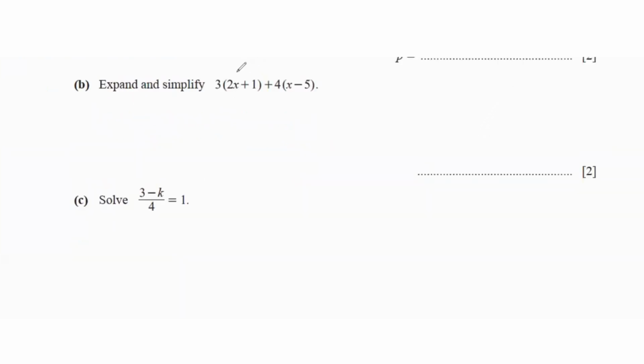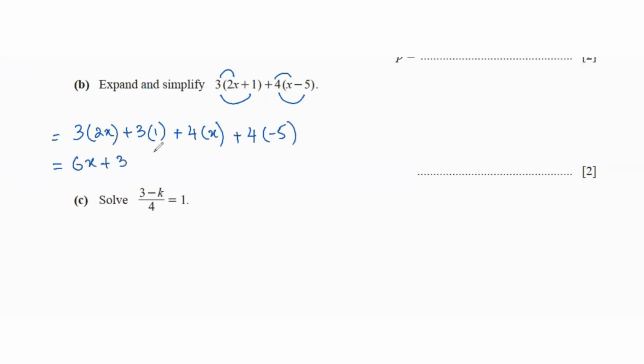Part B says expand and simplify. So we're going to start with expanding the brackets. 3 gets multiplied with 2x and 1. 4 gets multiplied by x and -5. So 3 times 2x plus 3 times 1 plus 4 times x plus 4 times -5. So that's 6x plus 3 plus 4x minus 20, which equals 10x minus 17. Just combine the like terms. 6x and 4x are like terms, and 3 and -20 are like terms.